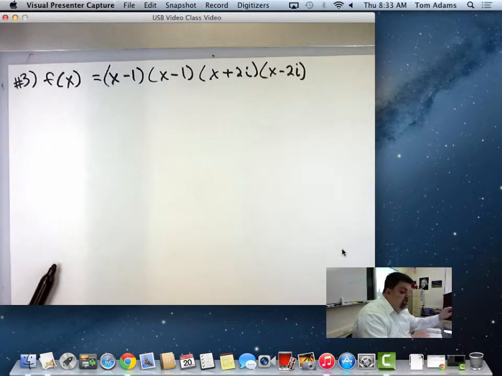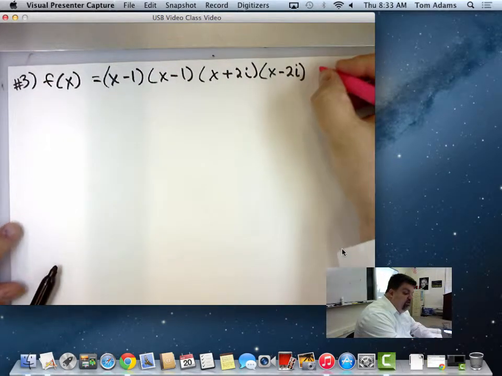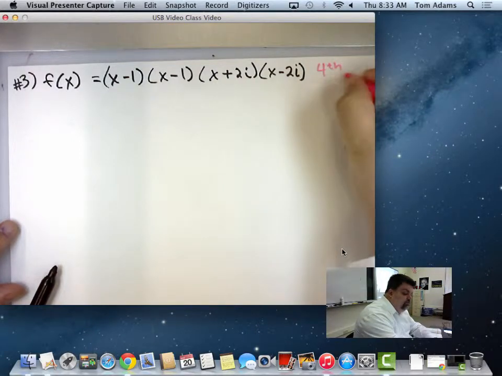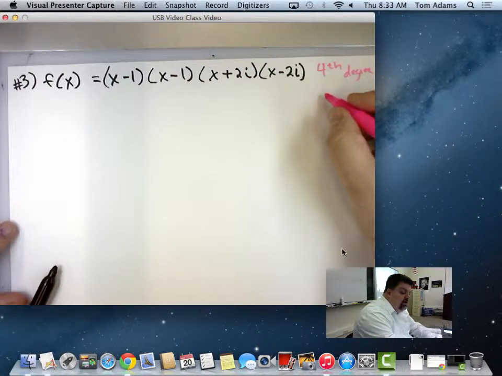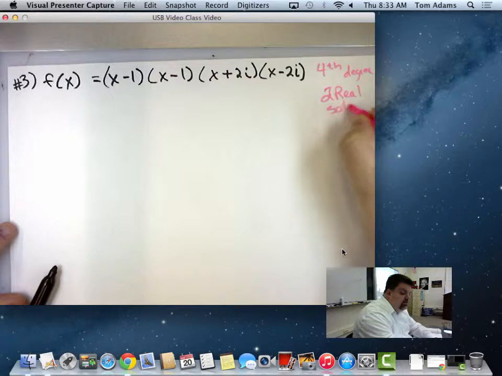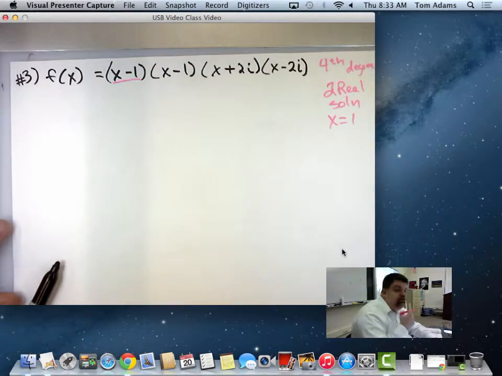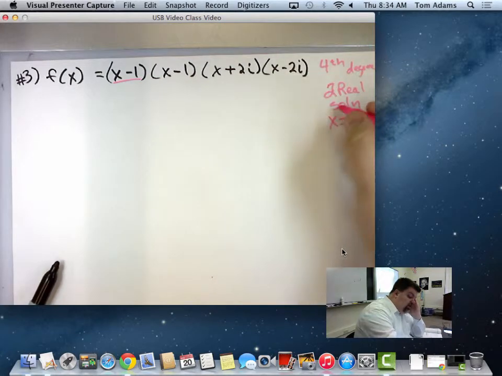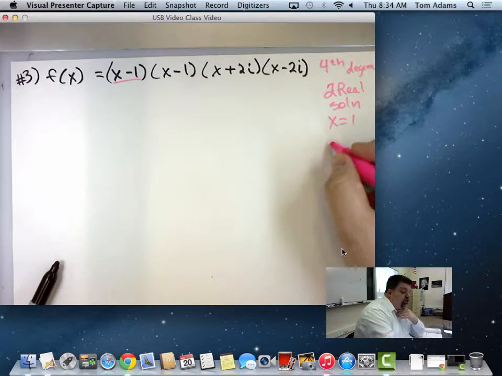So I'm going to write a bunch of stuff over here on the side. It's a 4th degree polynomial, and it has 2 real solutions. And that is going to be x equals 1, because if I take this and set this equal to 0 and solve, I get x equals 1. Now, the imaginary numbers, there's nothing I could do. So a 4th degree polynomial has to have 4 solutions.